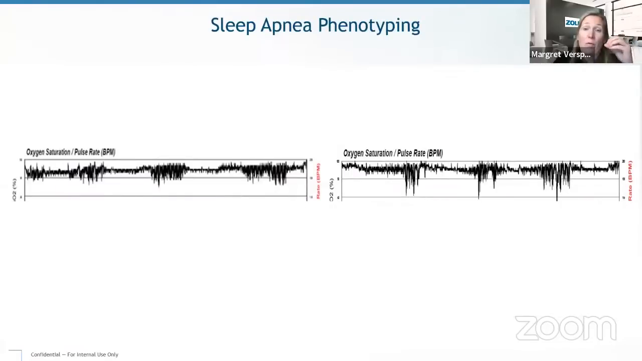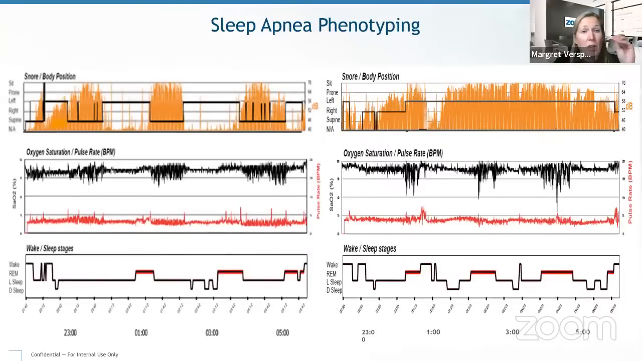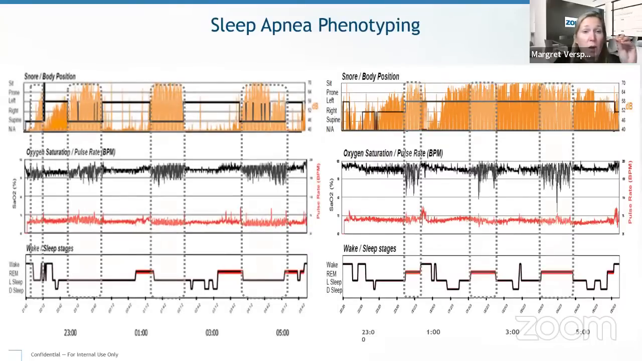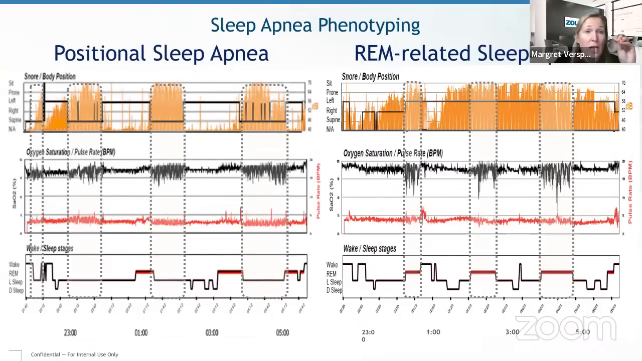Here is a nice example for the phenotyping of sleep apnea. Here on the left-hand side, we can see positional-related sleep apnea, where when the patient is in supine position, there are deeper desaturations and higher heart rate variability. When we go from left to right, we see there are periods of desaturation, and when we look from top to bottom, we see it's only in supine position. There's no REM relation.